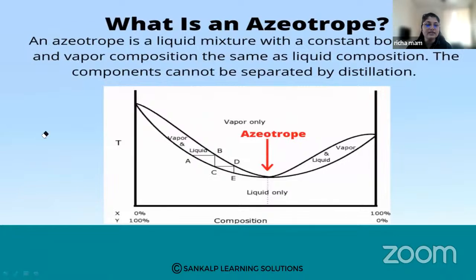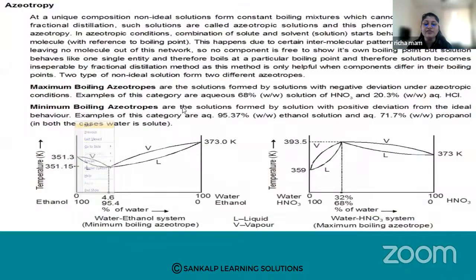Okay, and such liquids are called what? Azeotropic mixtures. These azeotropic mixtures are further divided into two types. What are the two types? The first one is minimum boiling azeotrope, and the second one is maximum boiling azeotrope.